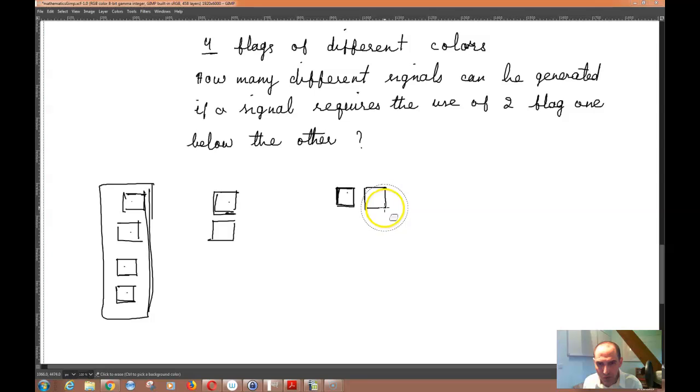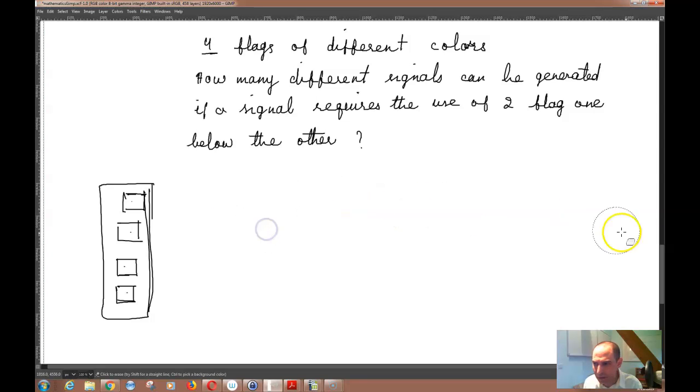So the solution is again very simple. You have one placeholder and another placeholder to fill. When you start here, you could use any of these four colors, meaning that you could use the first one, the second one, the third one, and the fourth one. So there are four ways of filling this placeholder.